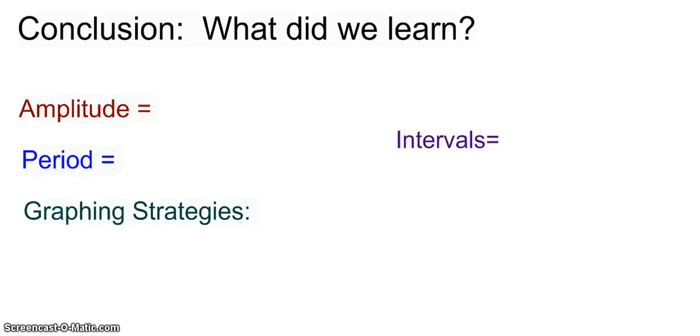Okay, so what did we learn here? We learned the amplitude for cosine is the same as sine, the period is the same, the intervals are the same, the graphing strategies are essentially the same. The only difference is the actual picture of the cosine curve for one period, so where you start that first point. That's what you want to memorize. What does the picture of a sine curve look like versus what does the picture of one period of a cosine curve look like? Otherwise, the graphing process for them is exactly the same.